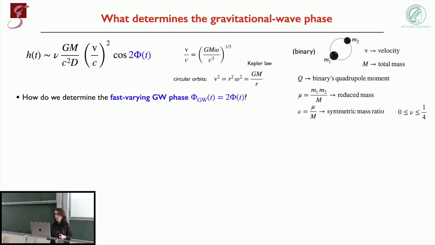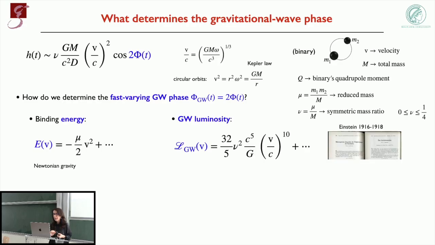But how do we get this phase? So now I give you basic information on how we do that. Of course, it's more complicated, but let me say the basic things. On one side, we can compute the binding energy of the system, which I wrote here at leading order in an expansion in v over c. The leading order term is just the Newtonian binding energy. Just using the virial theorem, you write it in this form. Mu is the reduced mass, right? On the other hand, we have the gravitational wave luminosity, how much energy is emitted at infinity.